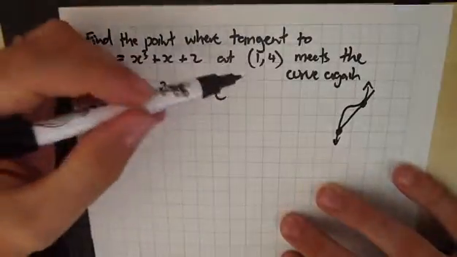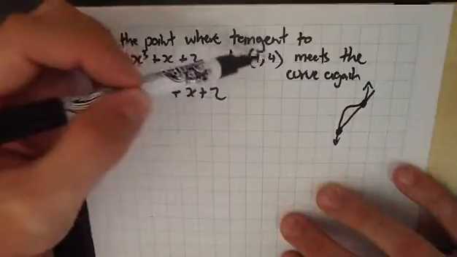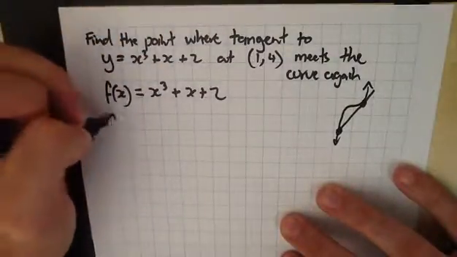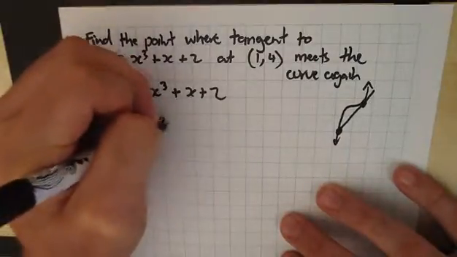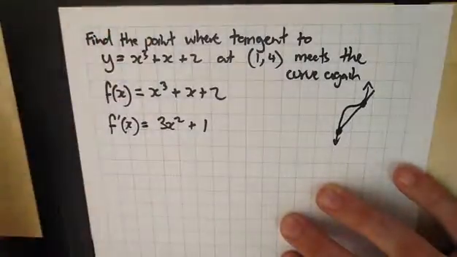Now, I've already got the coordinates of the point at which it meets. Usually we're just given the x coordinate, aren't we? But here we've got the x and the y, so I don't need to sub in to find the y. I already know the coordinates, so I can go straight to finding the derivative. The derivative of this would be 3x squared plus 1.